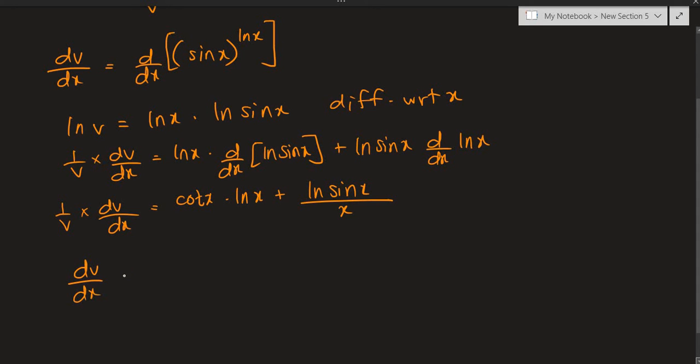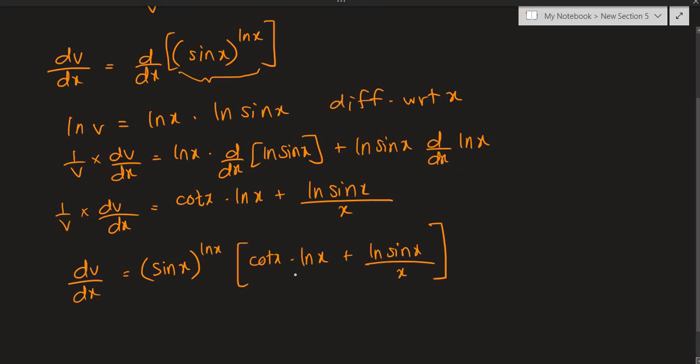So dv over dx is now taking the v on that side. What was v? It was just this initial expression, right? So sine of x raised to natural log of x, times cotangent of x times the natural log of x plus the natural log of sine of x, divided by x. So that's our dv by dx.